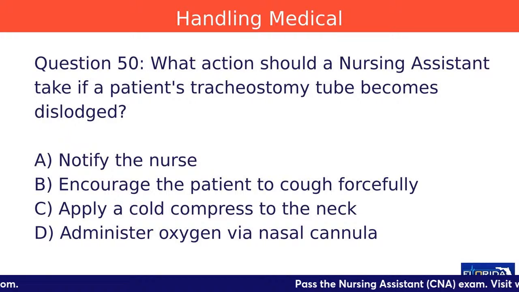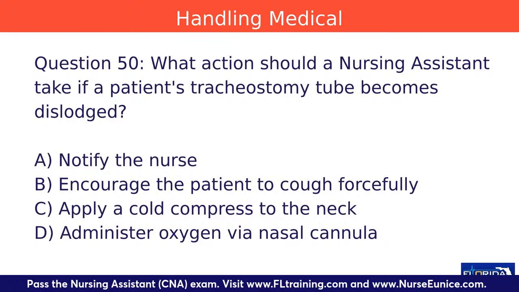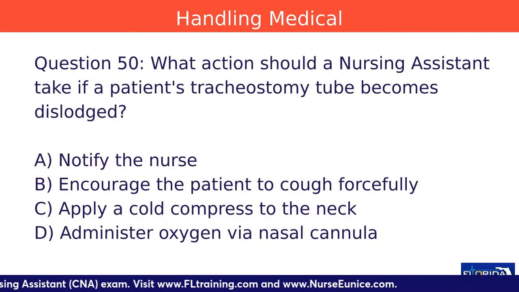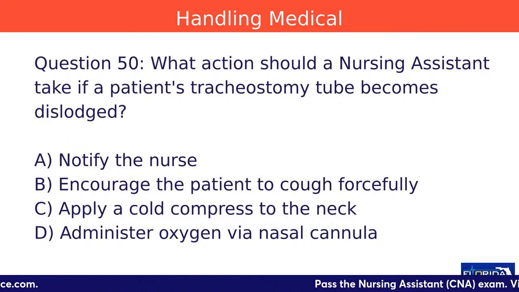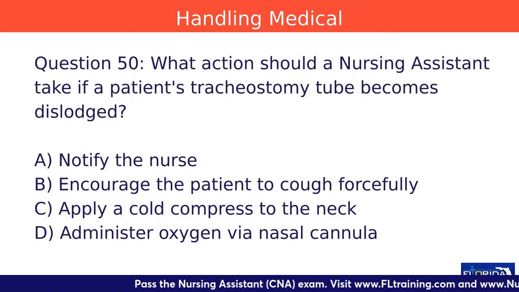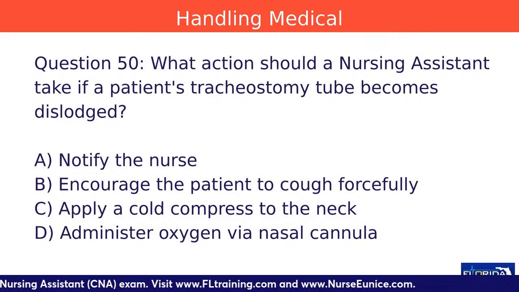Question 50. What action should a nursing assistant take if a patient's tracheostomy tube becomes dislodged? For those who don't know what a tracheostomy is, it's their artificial airway. They have a tube coming out of their trachea. Is it A, notify the nurse? B, encourage the patient to cough forcefully? C, apply a cold compress to the neck? Or D, administer oxygen via nasal cannula?